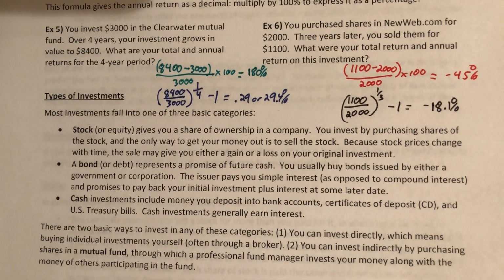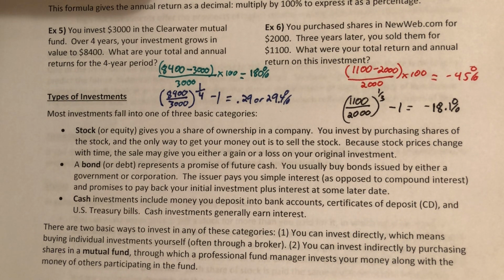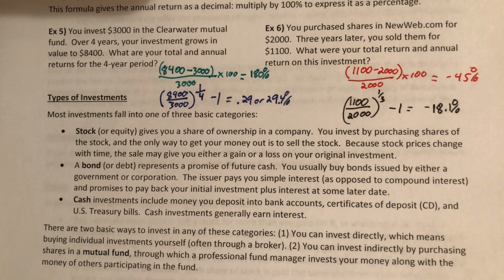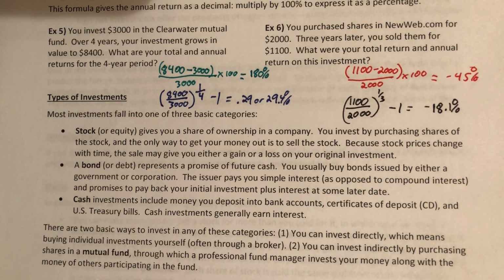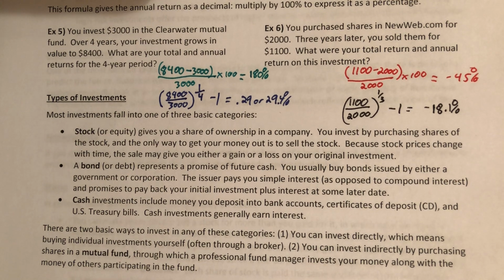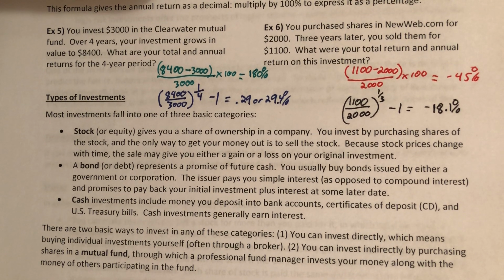All right, so there are really 3 different things that you can invest in. One is stock. It's probably one that people have heard a lot about. And that's when you buy ownership in a company. And a couple different ways you can do it, a couple different ways you can make money.